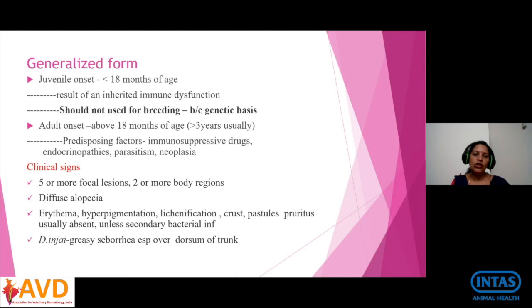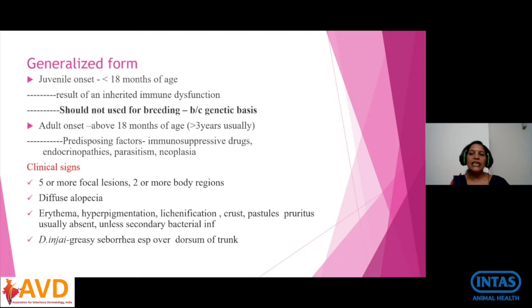Predisposing factors are any endocrinopathies like hyperadrenocorticism or hypothyroidism, diabetes mellitus, immunosuppressive drugs, glucocorticoids, parasitism, neoplasia, chemotherapy. All this can predispose to this generalized adult onset demodicosis. Clinical signs, it is generalized, involving more than 5 focal lesions or more than 2 body regions affected. And there will be diffuse alopecia. You can see alopecia, erythema, hyperpigmentation, lichenification, crusts, papules. And pruritus will usually be absent but can occur if there is a secondary bacterial infection.